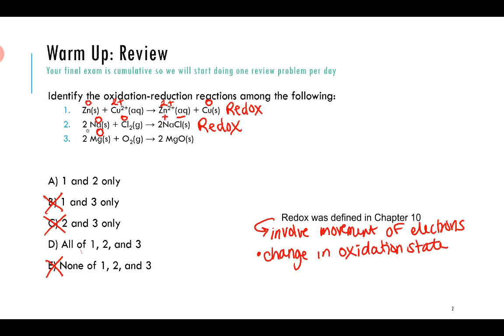Magnesium is alone by itself, a pure element, much like the sodium and the zinc, so that's an oxidation state of 0. Oxygen is a diatomic molecule, but it is a pure element. There's no other elements bonded to it. So each of those oxygens has an oxidation state of 0. Now we have magnesium oxide. Oxygen has a common ion charge of -2 in ionic compounds, and magnesium has a common ion charge of +1 in ionic compounds. And so again, we have changes in oxidation states. And so this is a redox reaction. And so our correct answer is D. All of these are redox reactions.